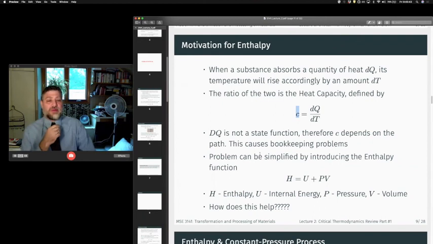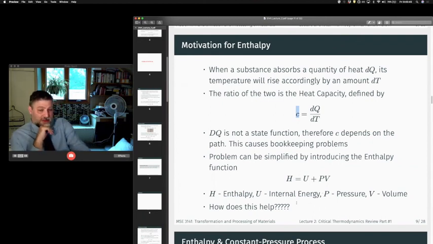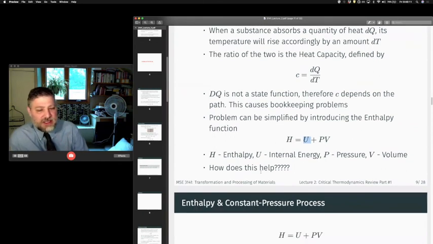But we can simplify everything by introducing an enthalpy function, that's our internal energy plus PV. These are all state functions: the instantaneous pressure, the instantaneous volume, and the internal energy, which we said before was a state function. Okay, great. So now we've got a state variable that's comprised of other state variables, but how on earth does this actually help?